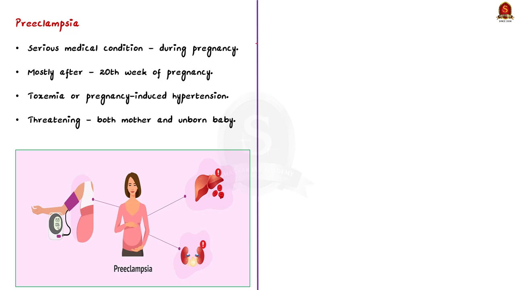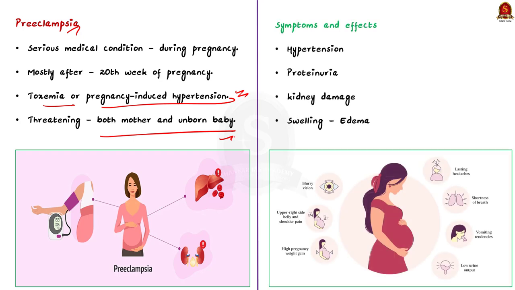First of all, what is pre-eclampsia? Pre-eclampsia is a serious medical condition that occurs during pregnancy. Mostly, it occurs after the 20th week of pregnancy. It is also sometimes called toxemia or pregnancy-induced hypertension. Pre-eclampsia can be life-threatening for both the mother and the unborn baby if it is left untreated. The exact cause of pre-eclampsia is not well understood, but it is believed to involve problems with the placenta and the blood vessels that supply it.